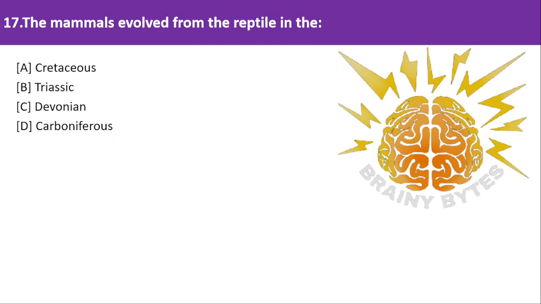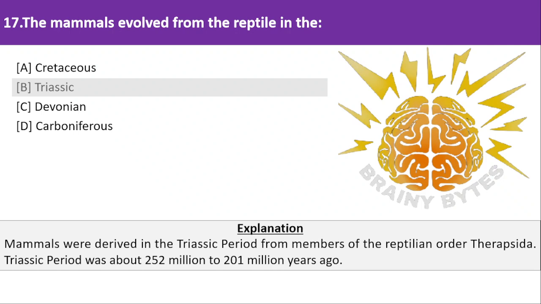Question number 17. The mammals evolved from the reptiles in which era? Options are: A. Cretaceous, B. Triassic, C. Devonian, D. Carboniferous. Correct option is Triassic era. Mammals were derived in the Triassic period from members of the reptilian order Therapsida. Triassic period was about 252 million to 201 million years ago.